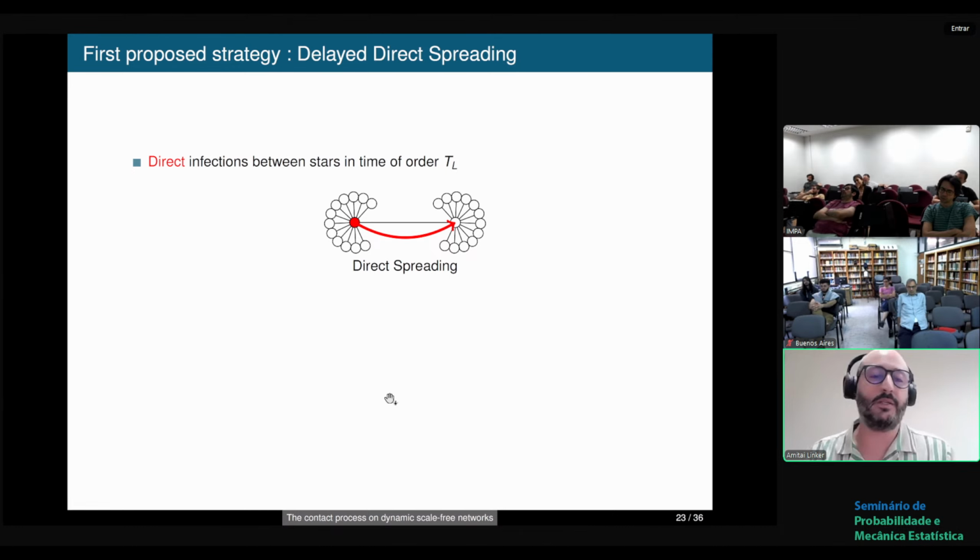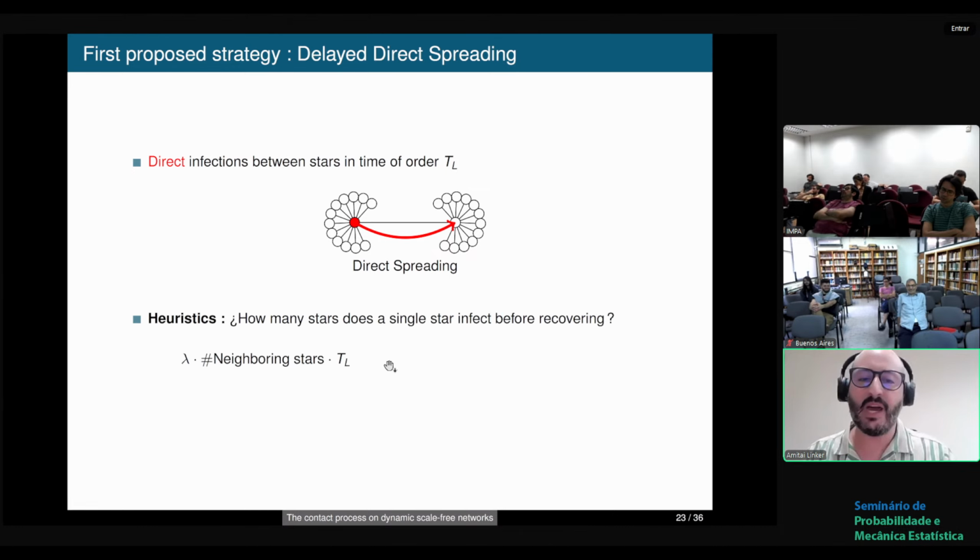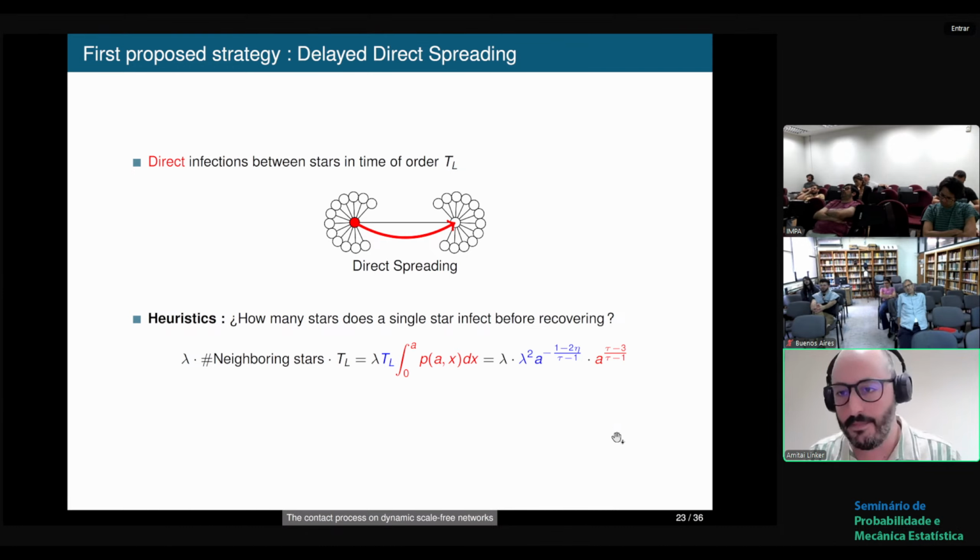Now the heuristics, okay? So how many stars does a single star infect before recovering? You just take lambda times the amount of neighboring stars, right? Times how long this is going to be infected, right? And this you can compute. You just take lambda times TL and the amount of neighboring stars, which you can compute with this integral, right? Because this is part of the kernel-based approach. And then you can compute the number, depending on A.